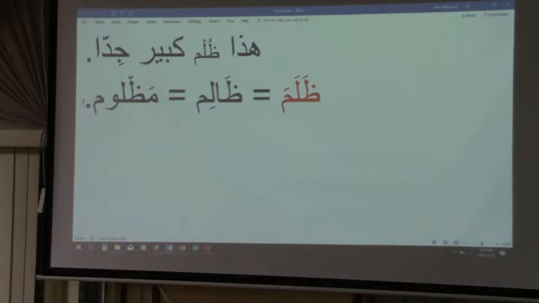ما معنى light؟ نور. الله نور السماوات والأرض. So we need 2 minutes.